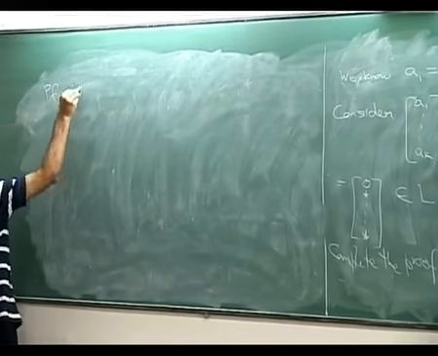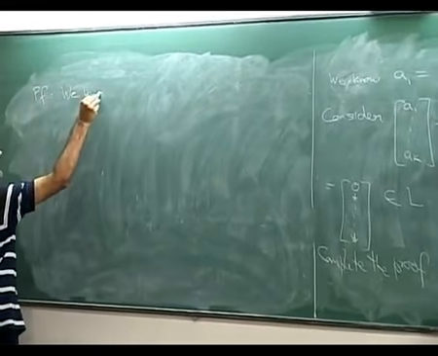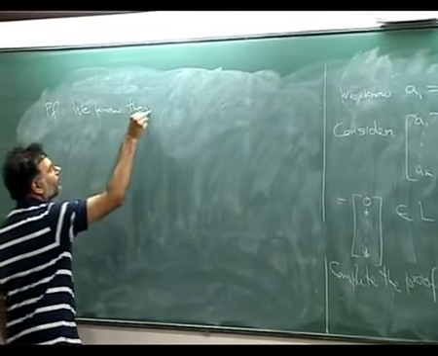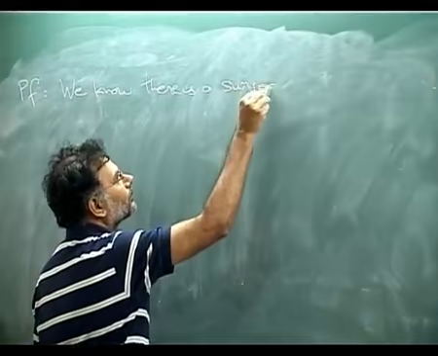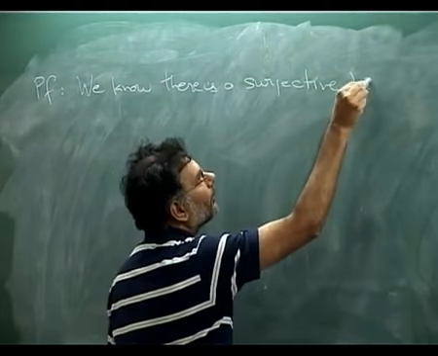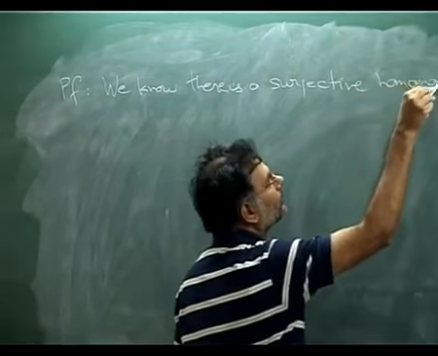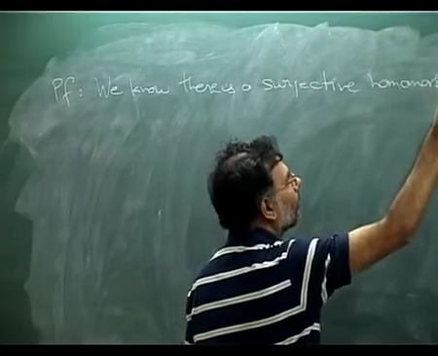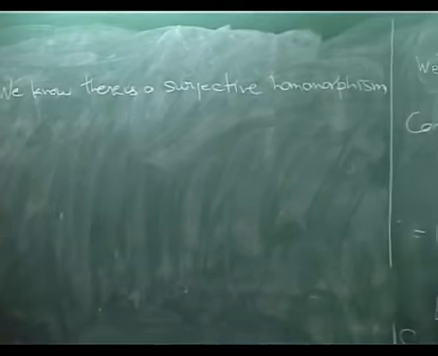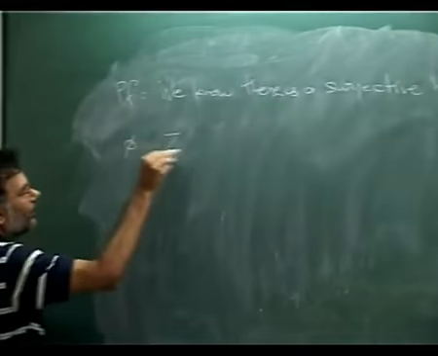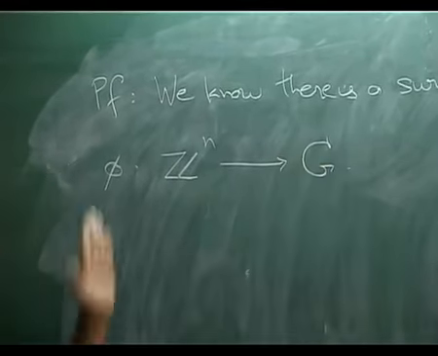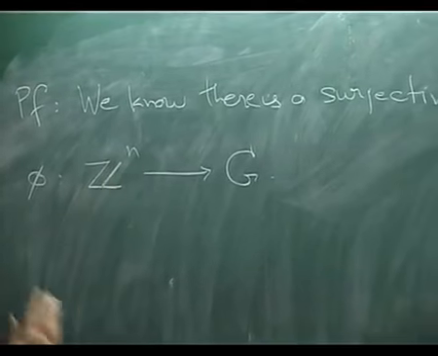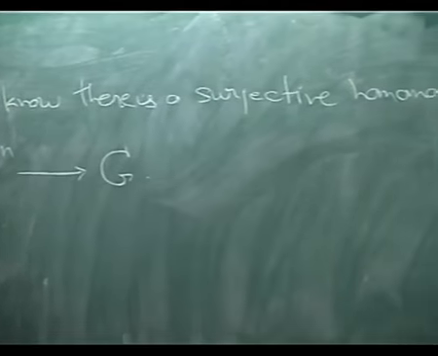So we know there is a surjective homomorphism phi from Z to the n to G. And what is this homomorphism? It's the one that takes E1 to G1, E2 to G2, En to Gn. So we have a surjective homomorphism.